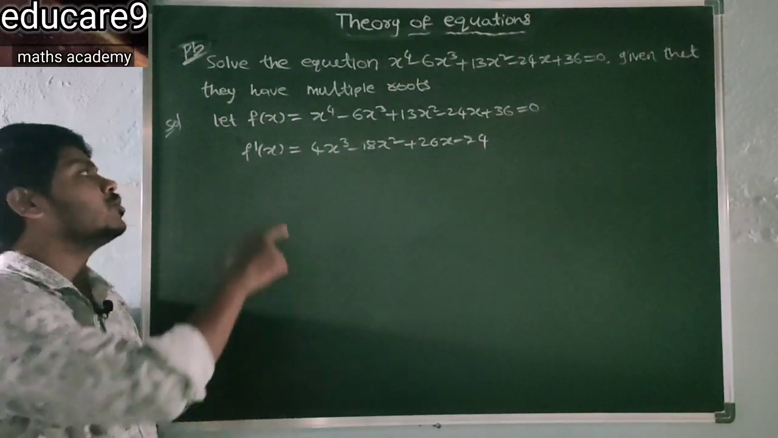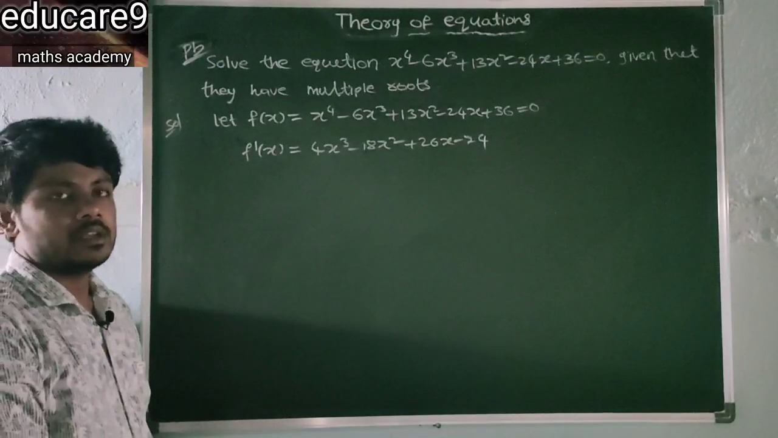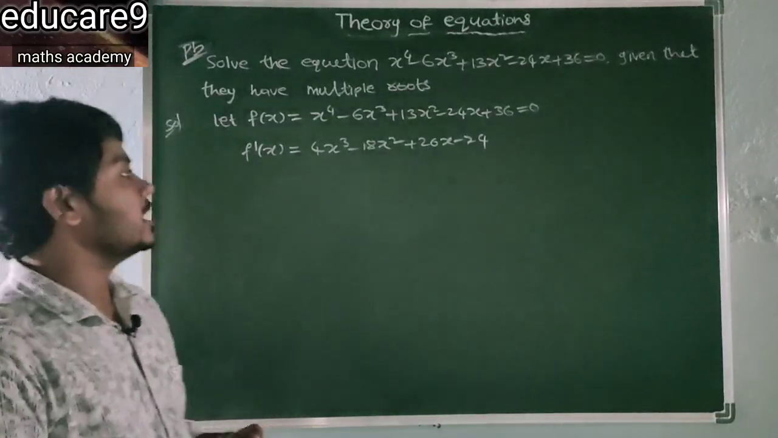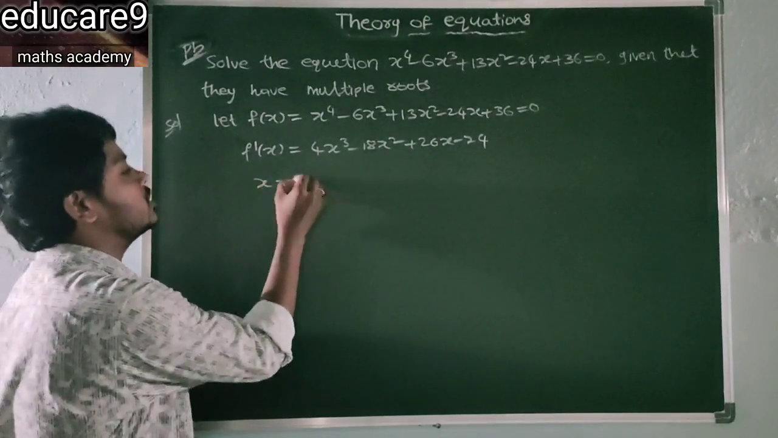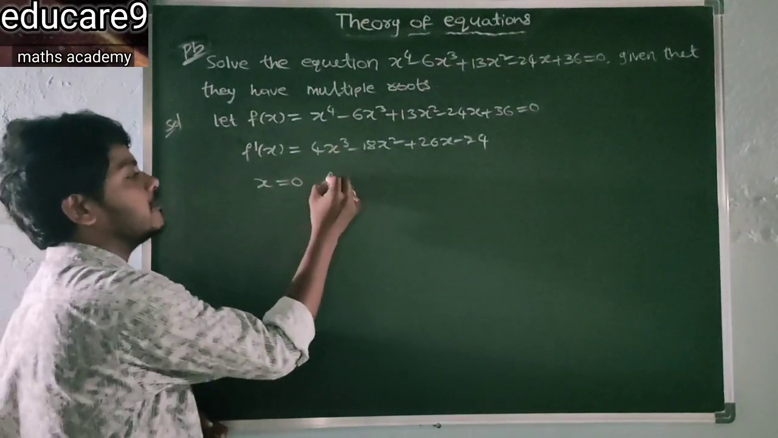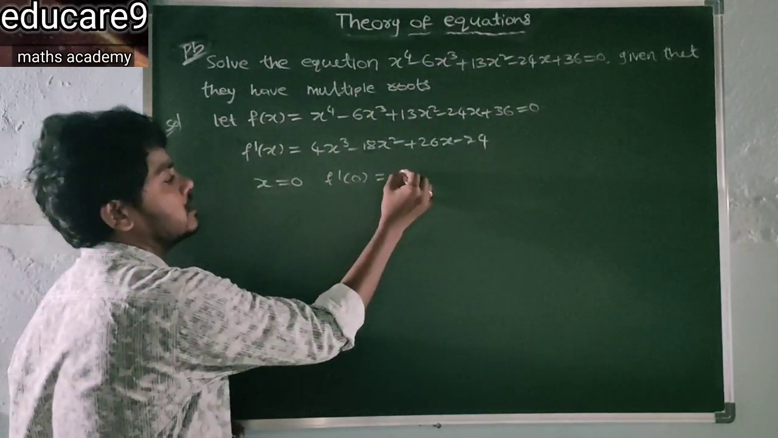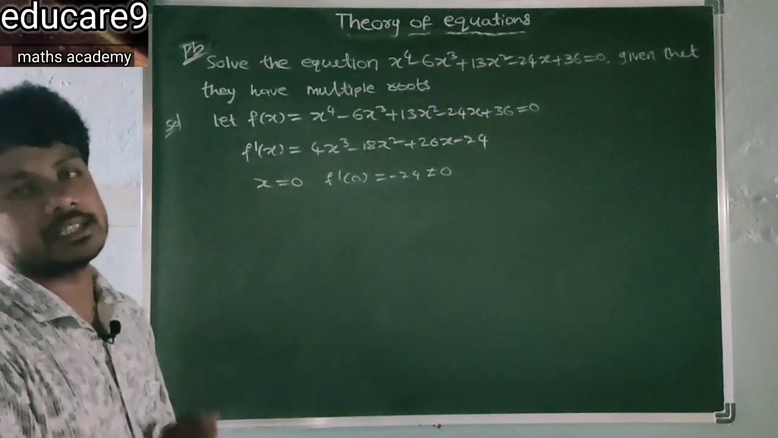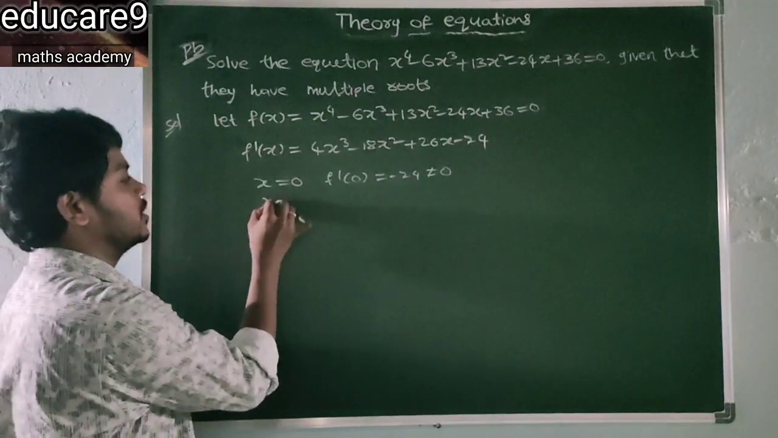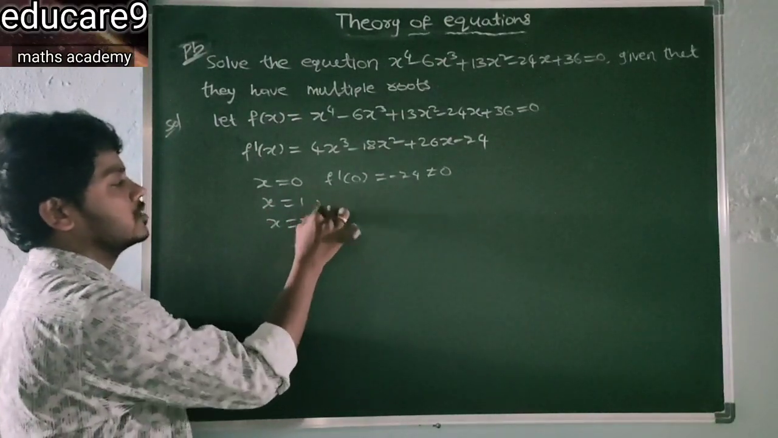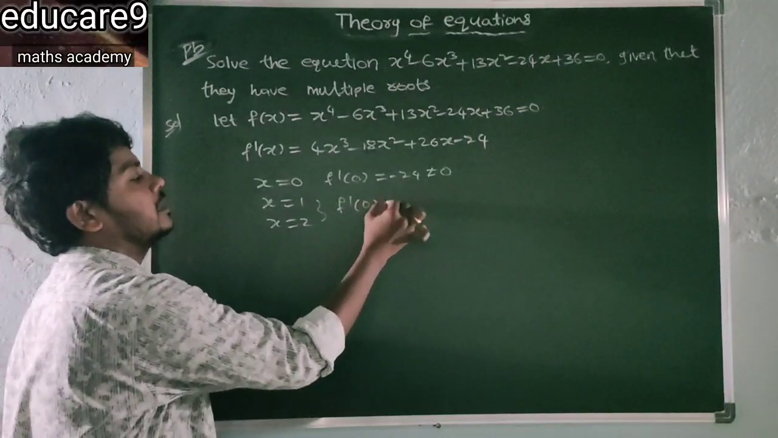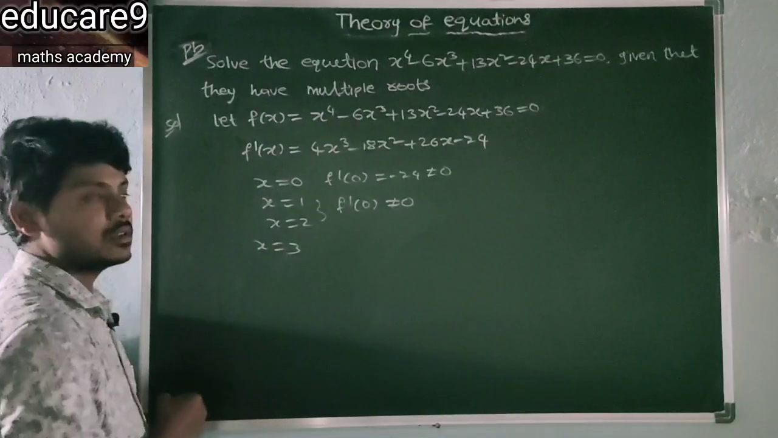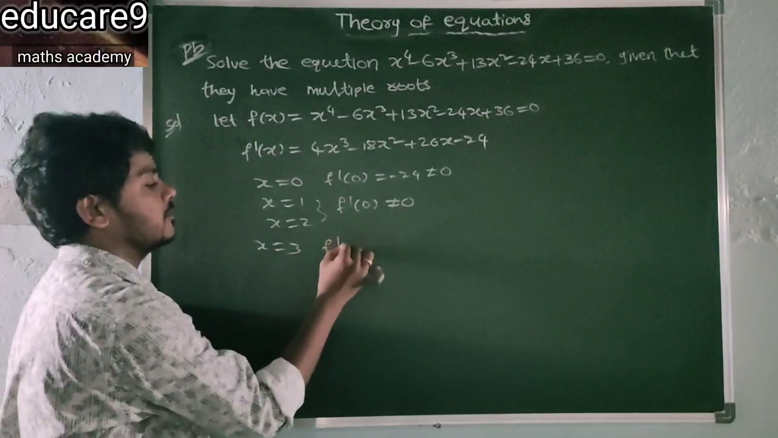Now find the roots of this equation. For that you have to use the trial and error method. If you substitute x equals 0, f dash of 0 is minus 24, which is not equal to 0. So 0 does not satisfy f dash of x. Substitute x equals 1 and x equals 2; these are also not equal to 0. And at x equal to 3, find f dash of 3.